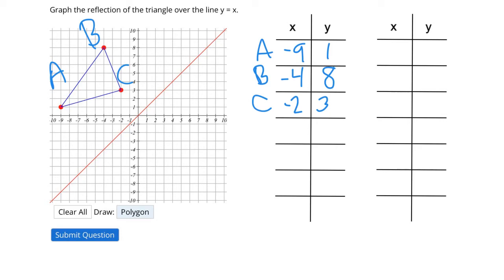So instead of -9, 1, this time I'm going to have the point 1, -9, and I'm going to call that A prime. Instead of -4, 8, I'm going to switch them around to 8, -4, and I'm going to call that B prime. And then finally for C prime, I'm going to switch it around to 3, -2. I'm going to make those points on the graph now, and hopefully when we look at each of the points on the graph, we will see something that's reflected over that line, y equals x.